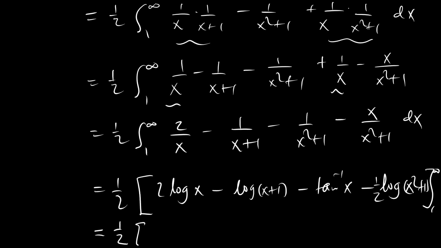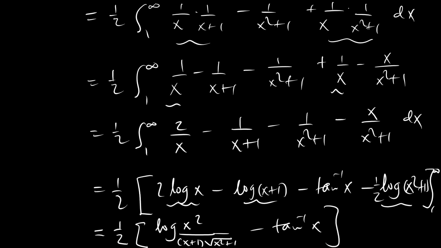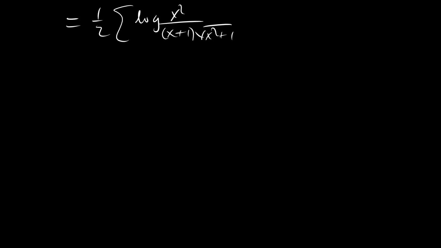So we could actually do a couple of things here to make things easy, and that way we say half log of x squared over x plus 1 times the square root of x squared plus 1. So we've combined this, and that, minus the arctangent of x, from 1 to infinity. So limit as x tends to, so let's rewrite whatever we got. We have half natural logarithm of x squared over x plus 1 square root of x squared plus 1, minus the arctangent of x, from 1 to infinity.